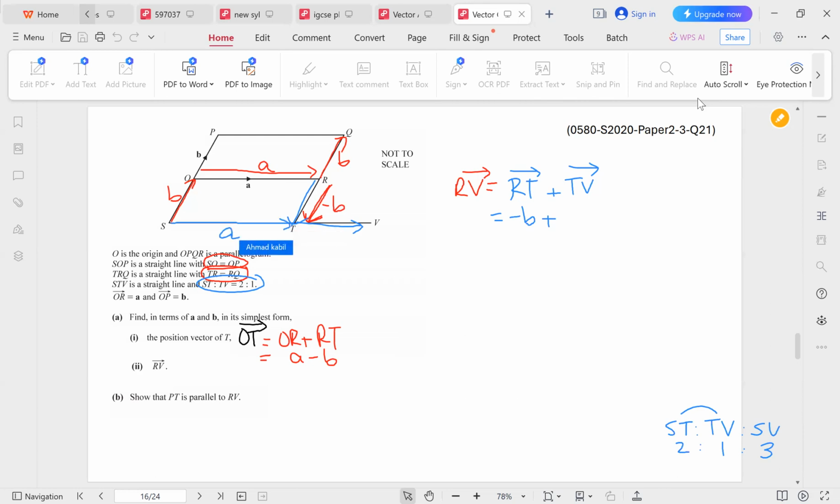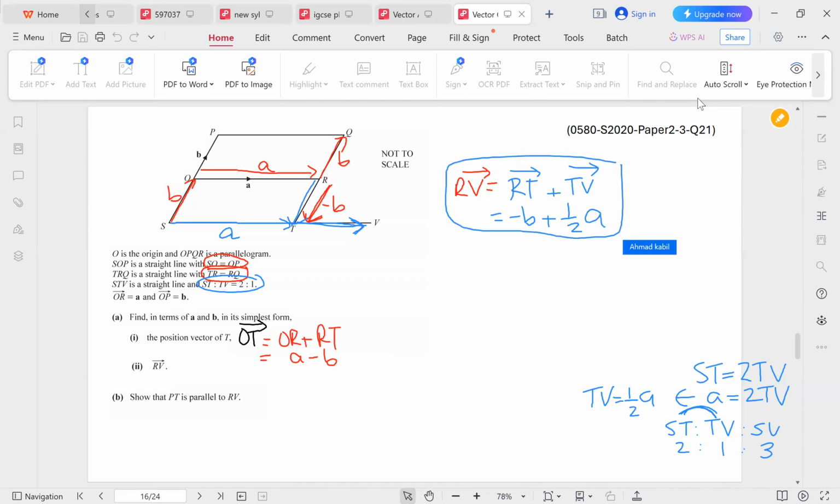And we want to get TV. So we don't really care about the total here. Let's first get the relation between ST and TV. So we can say that ST is equal to 2 times TV. So A is equal to 2 times TV. So therefore, TV equals half times A. So the remaining part here would be half A. And now we have obtained an expression for RV.